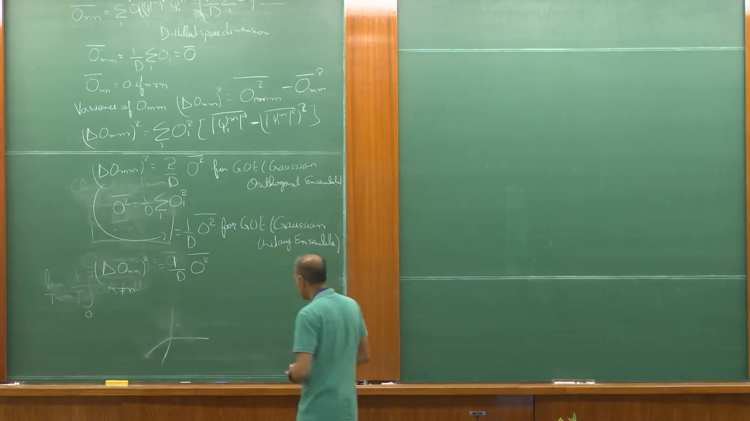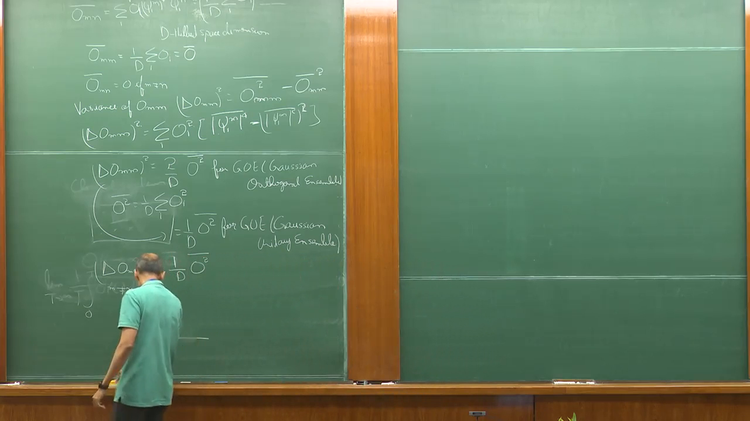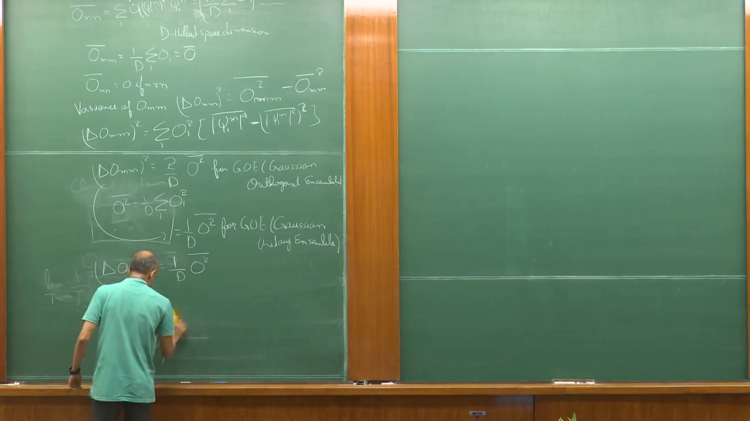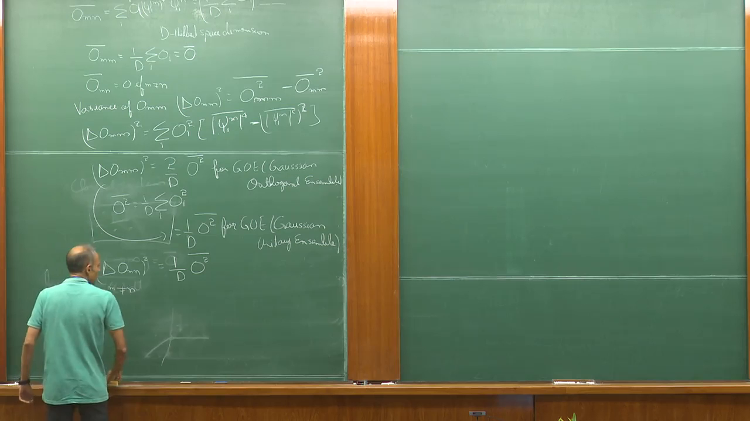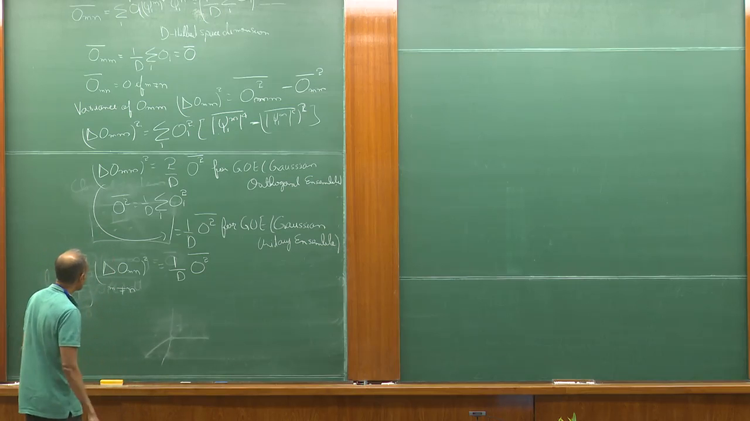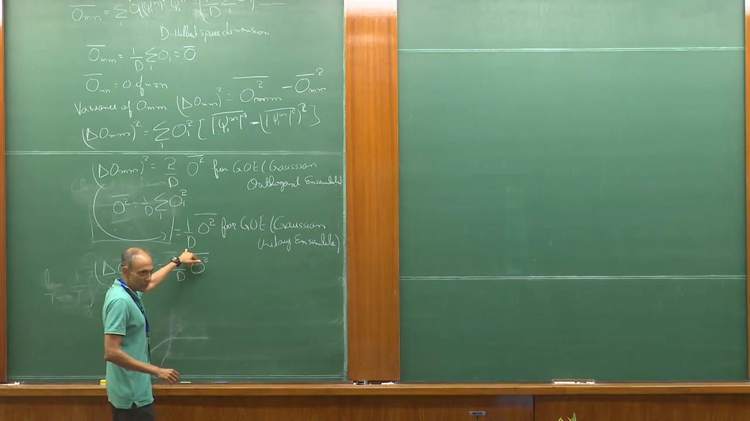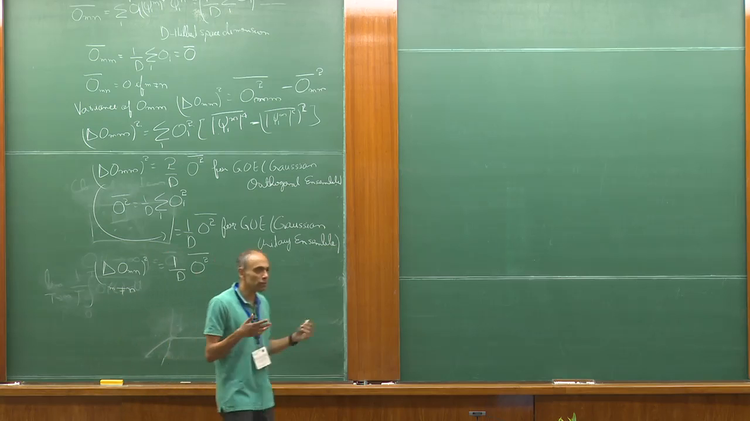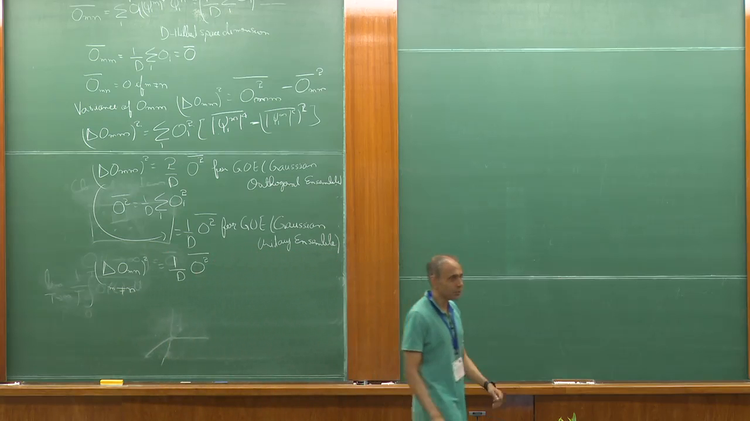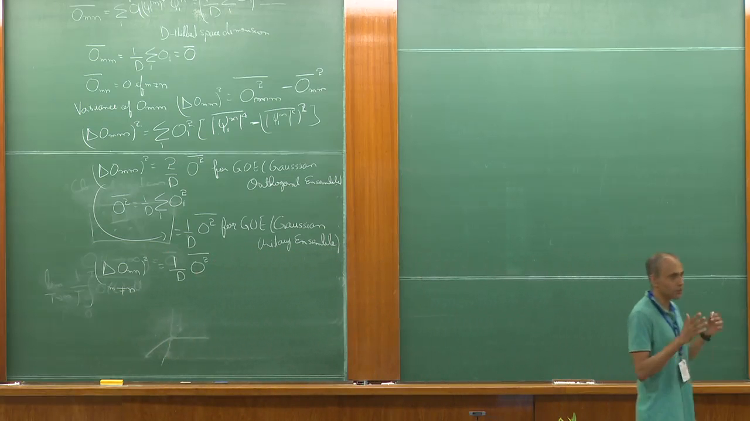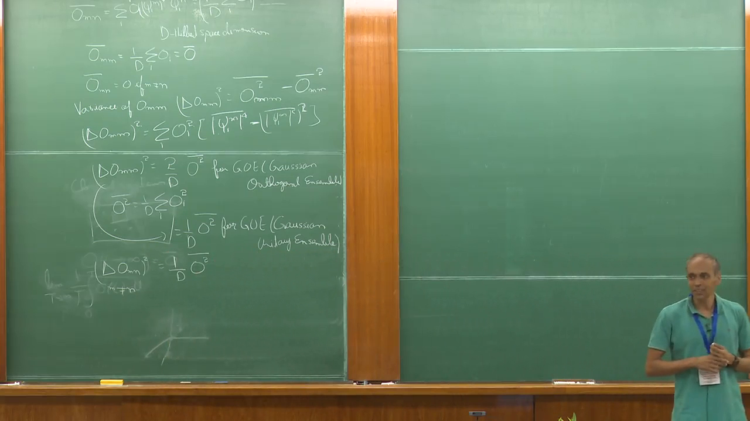So why is this important? The reason that this is important is that, first of all, you can see that if you have a large Hilbert space dimension, then because of this factor of 1 over d, the variances become quite small. And so you really have a narrow distribution of the diagonal and the off-diagonal matrix elements.